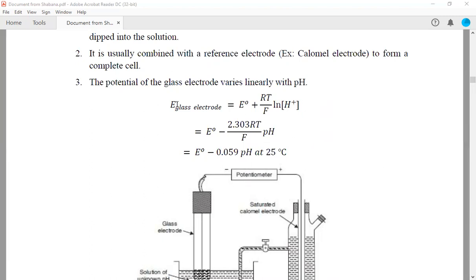To measure the EMF of the cell, an external EMF which is just equal to the EMF of the cell is to be taken. At that time, no current flow in the cell takes place, and the null point can be detected and confirmed by comparing this with the standard cell, which is known as the Weston standard cell.